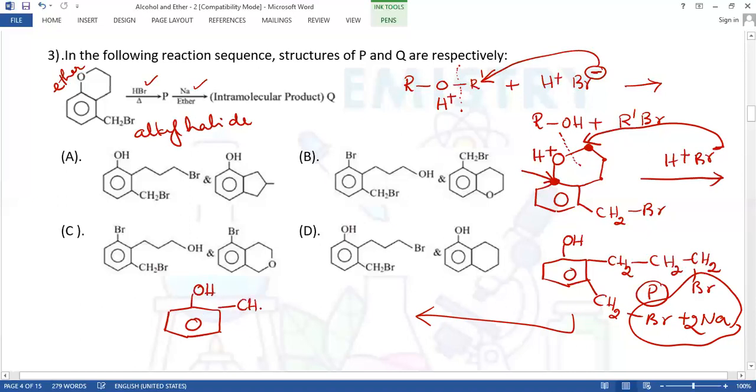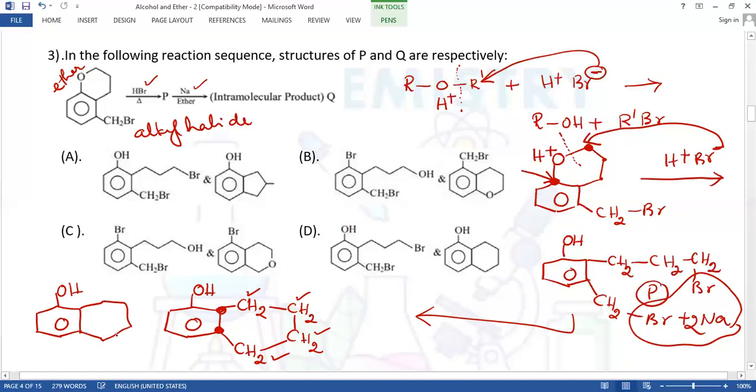Then CH2, how many times? 3 times CH2, then CH2. Br has gone now. One more CH2 on benzene, then connect this one. This can be written as a benzene ring containing the OH group. After that, we have carbon number 1, 2, 3, 4, then the benzene carbon, 5th carbon, and the benzene carbon, 6th carbon. That means it can form a cyclic compound, a 6-membered ring.